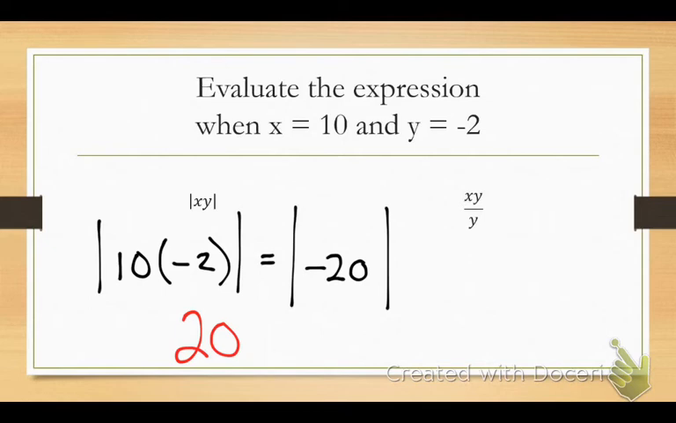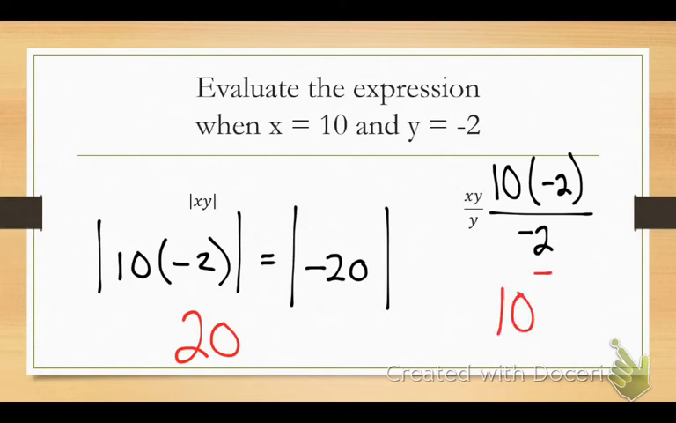Then, not absolute value, but 10 times negative 2 divided by negative 2. Negative 20 divided by negative 2 is positive 10. Positive 10. Very good, guys. 2 points if you got those right.